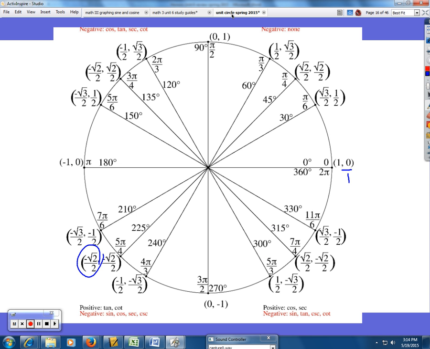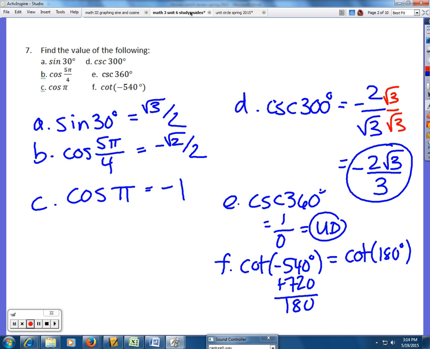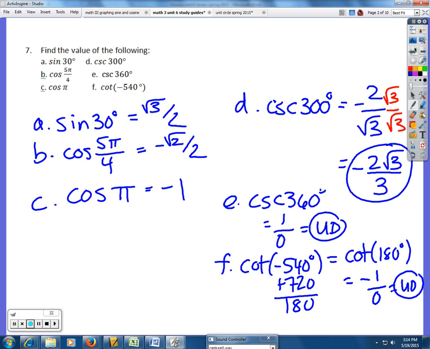So cotangent, remember, is x over y. So this would be negative 1 divided by 0, which is also undefined. So those are the six problems listed under number 7. And now we're going to look at our graphs.